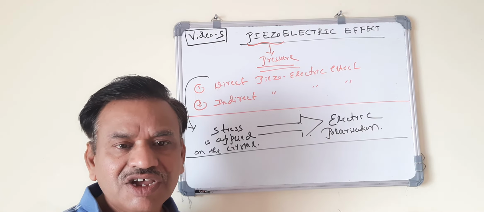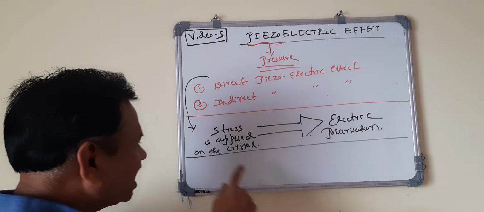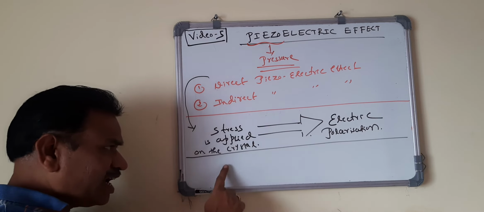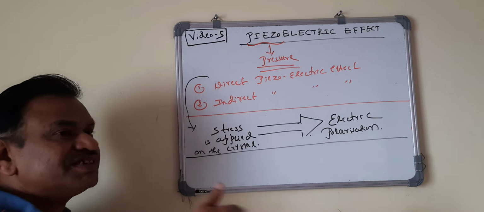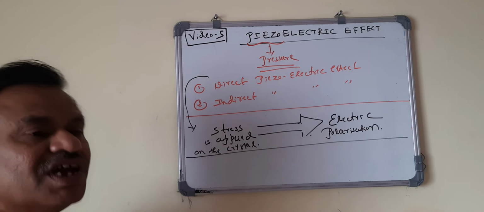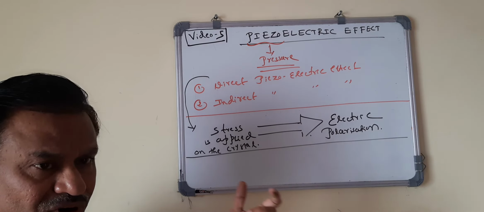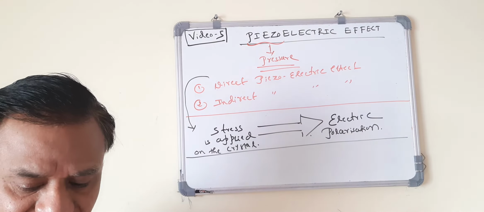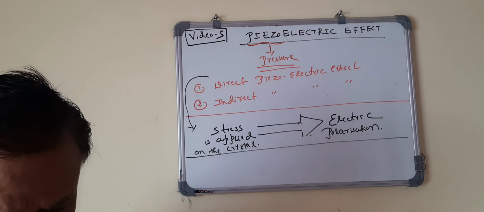Whenever an accident occurs, there is an impact, there is mechanical stress. This mechanical stress leads to polarization. This polarization sends the signal to open the airbags. And the very good example I told you is the lighter also. Next one is the indirect piezoelectric effect.